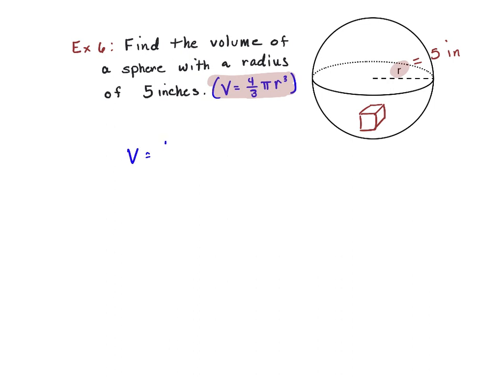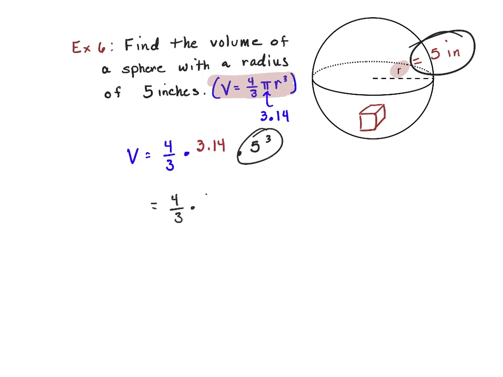4/3 times pi. Now remember, pi is an abbreviation for this irrational number that goes on and on forever. It's fine for us to approximate it as 3.14. And then times the radius. Radius is 5 cubed. So as we work this problem, there's a number of ways to work it, but let's deal with the exponent first. 4/3 times 3.14 times 5 cubed. 5 cubed is 125.